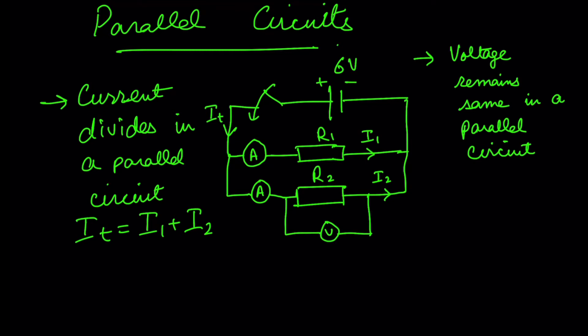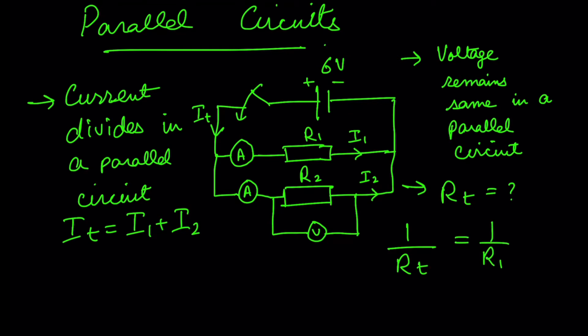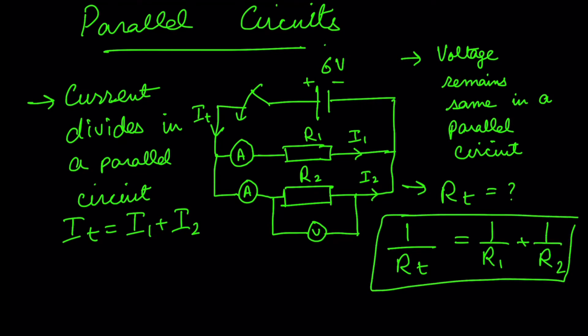Now let's talk about how the resistances behave in a parallel circuit. So for the resistance, the total resistance, in order to find it out, we have to use this formula. 1 over R total is equal to 1 over R1 plus 1 over R2. That's how we find out the total resistance in a parallel circuit.